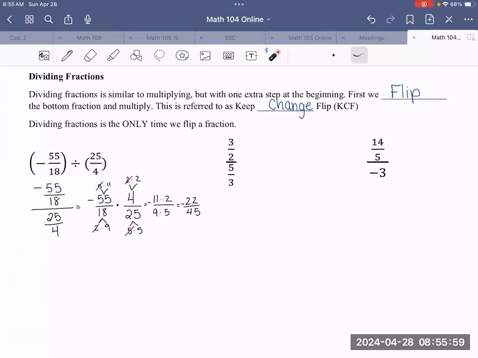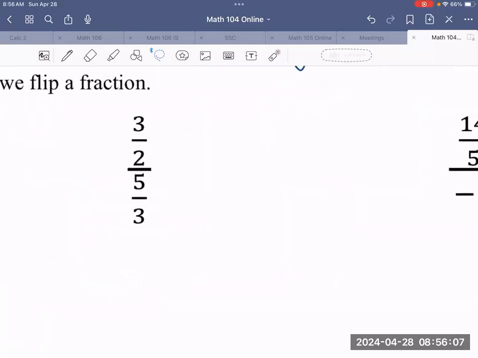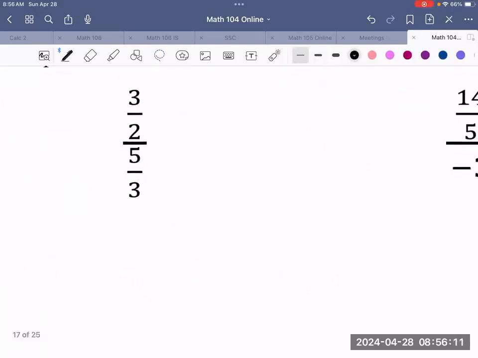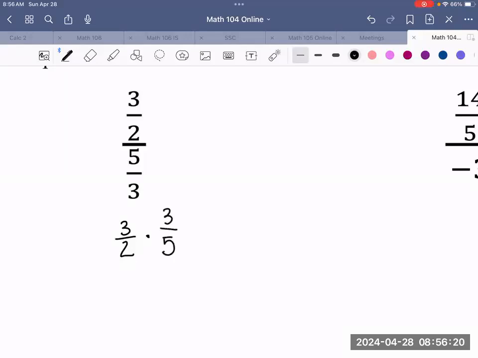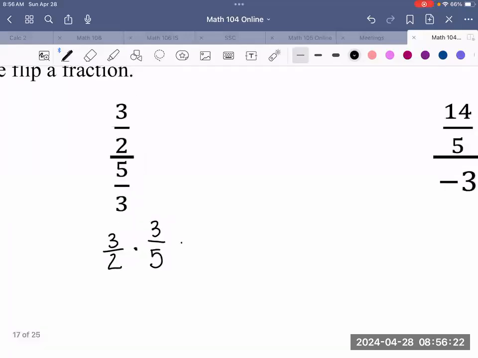All right, let's try it again with the next one. I would say pause the video, try it out yourselves, see what you can come up with. So we can rewrite this one, 3 over 2, keep, change, flip, 3 over 5. And now multiplying straight across, we get 9 over 10.